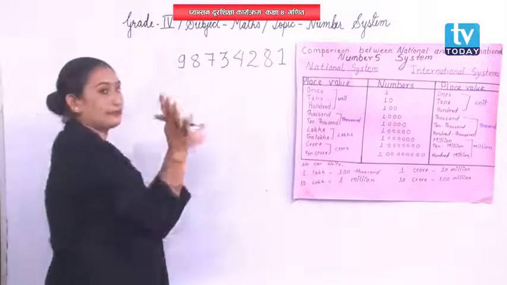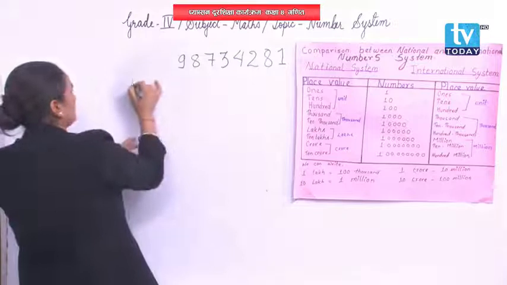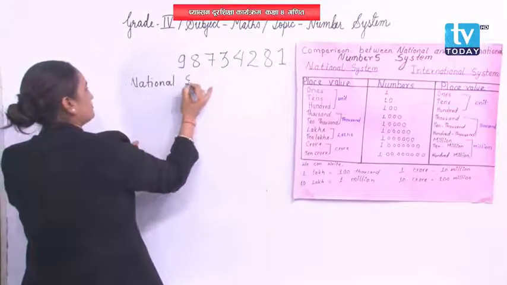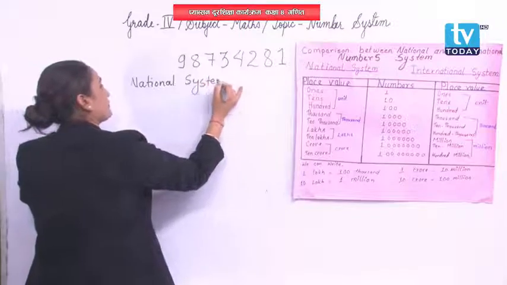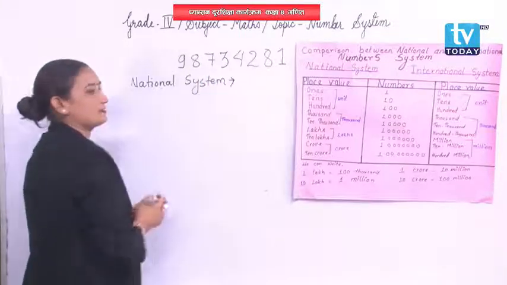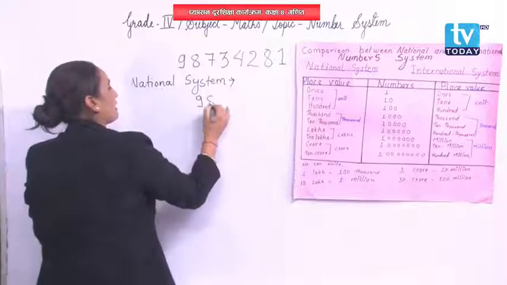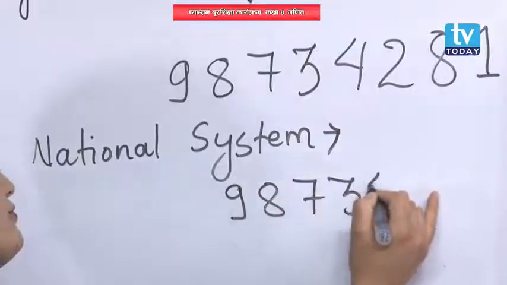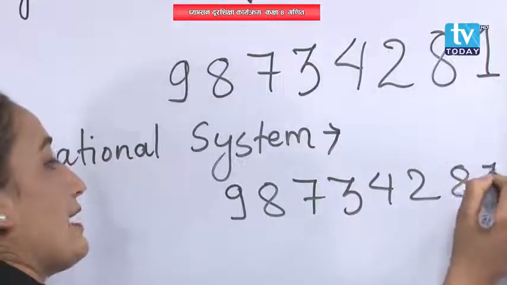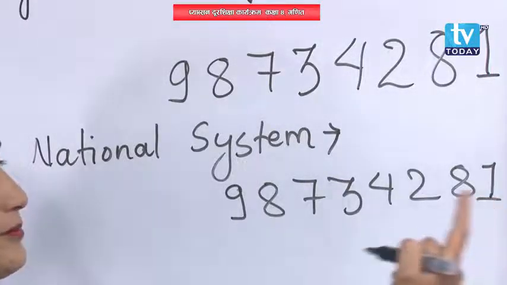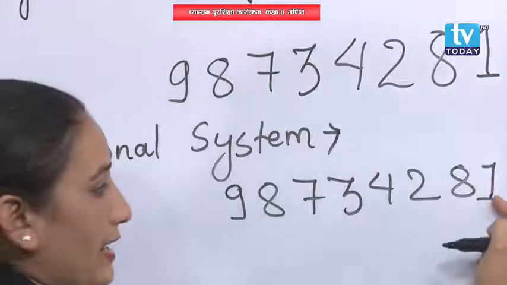Okay, so write here: national system. Before writing the numbers, what you have to write? First write down the face value. 9, 8, 7, 3, 4, 2, 8, 1 as it is. Now to write in words, you have to separate it with commas first of all. Please put commas. In national system, let's start to count from the right.